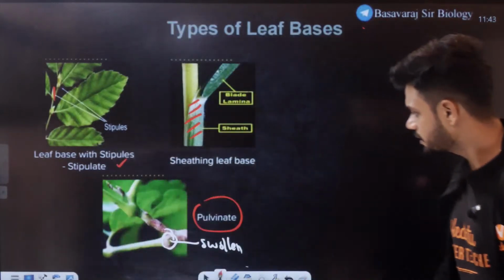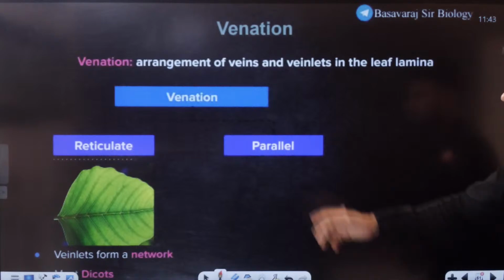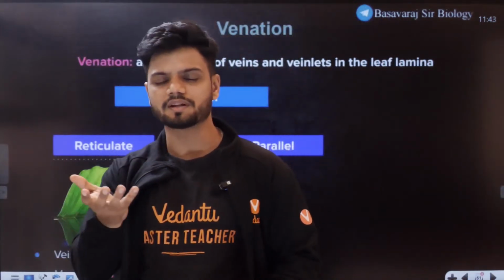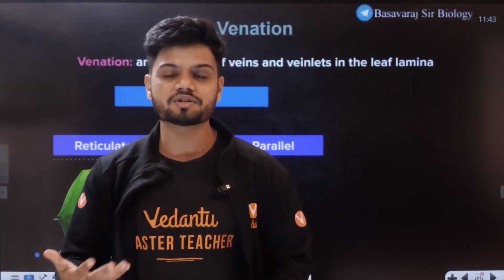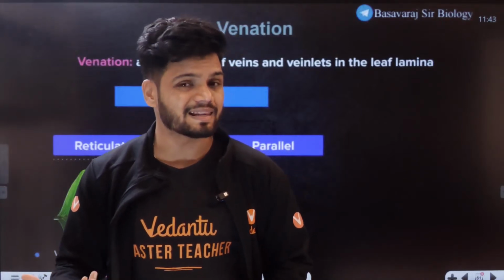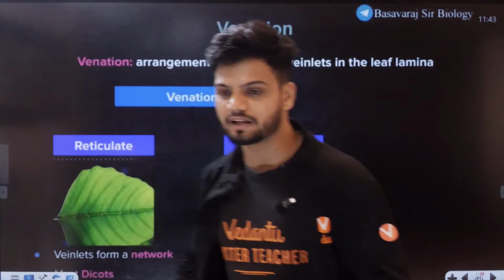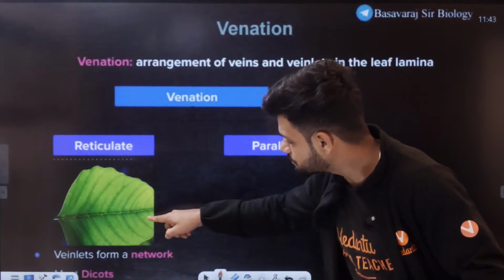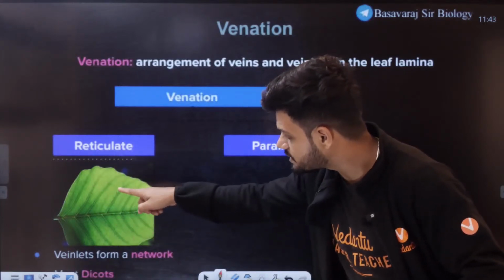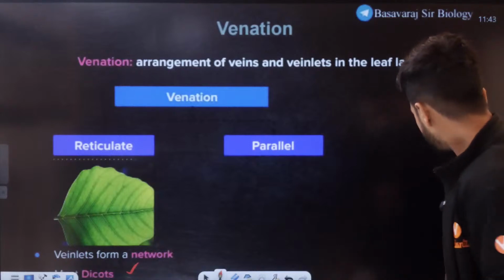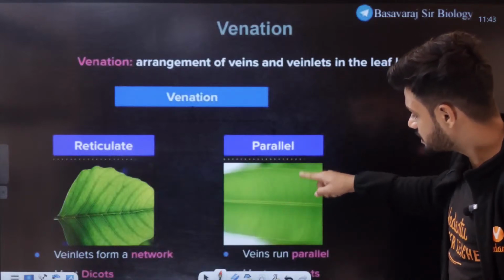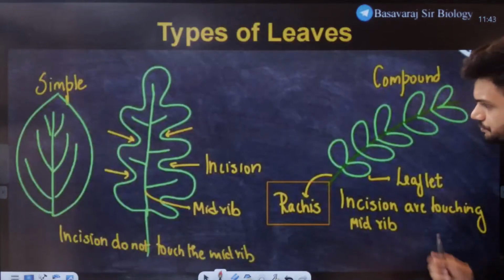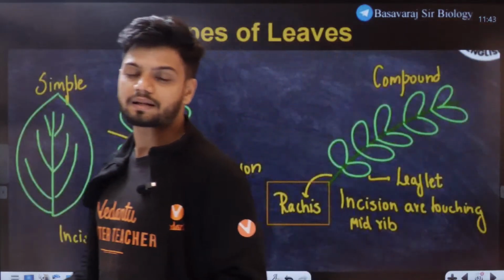Now, what is venation? All of you know this from many years, students. Basic venation. Tell me the answer in the chat. Venation is nothing but the arrangement of veins and veinlets on the leaf blade. On the leaf blade, we can see reticulate venation. Reticulate means a network of veins, seen in the case of dicots. Parallel venation is seen in the case of monocots.